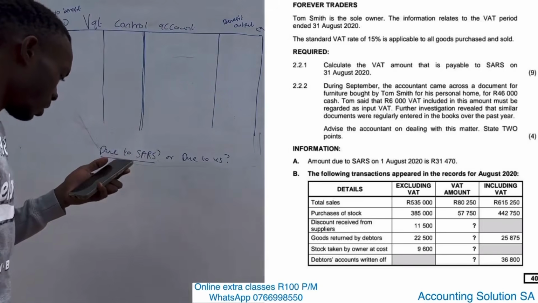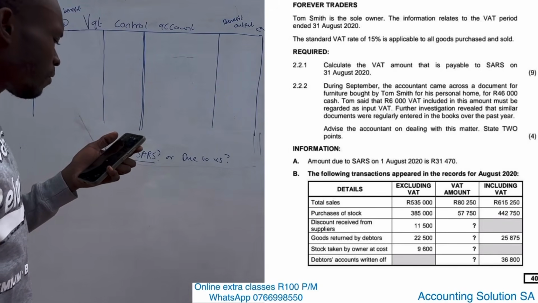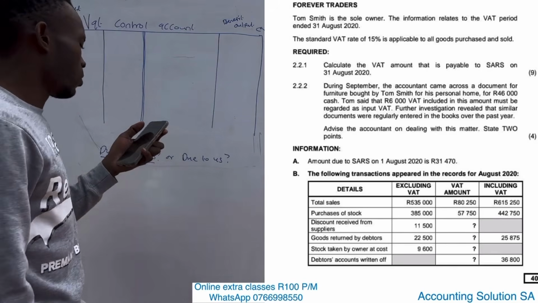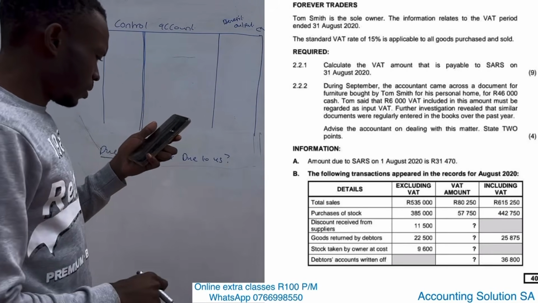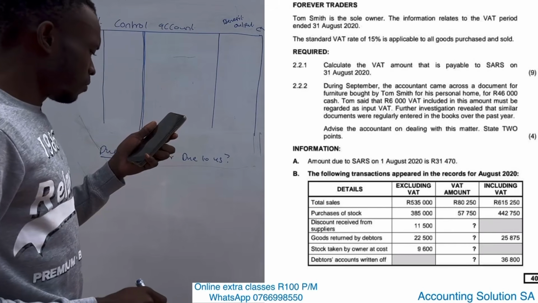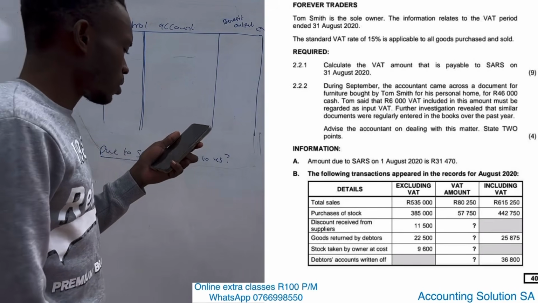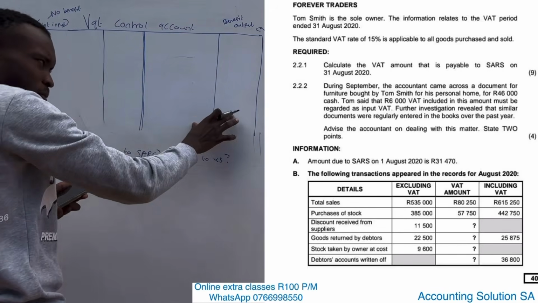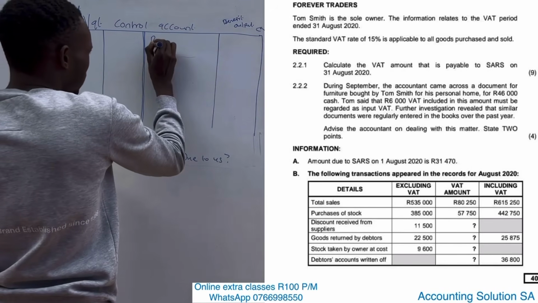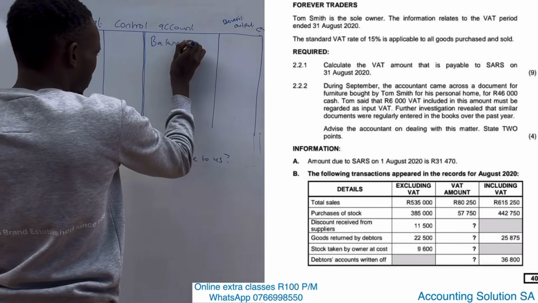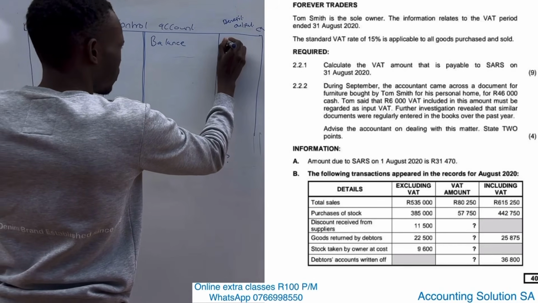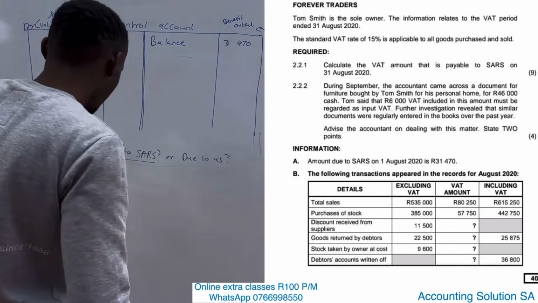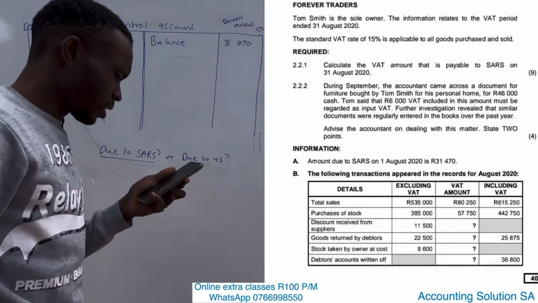Okay, the information. Calculate the VAT amount that is payable to SARS. Already they told us that it is going to be payable. Okay, number one, information A. They said the amount due to SARS on 1 August 2020 is 31,470. We owe SARS because we benefited, which means that our balance will be on this side. The balance is 31,470.